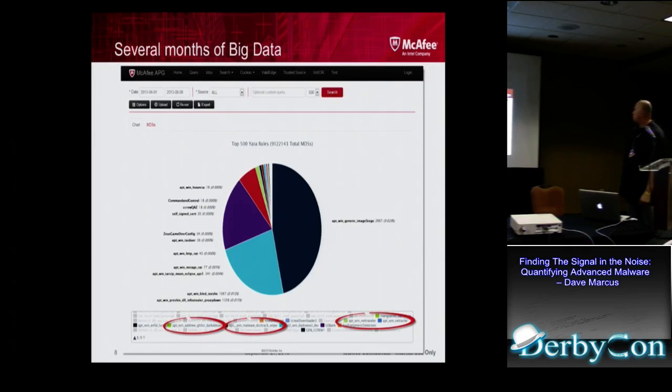Another different view of some of the same information, but the results that we found, Net Traveler, one binary.